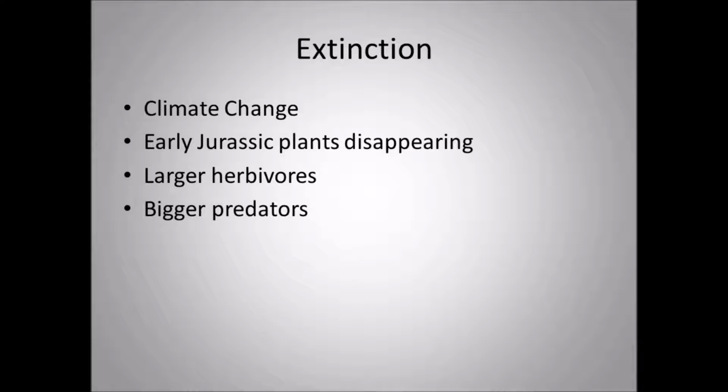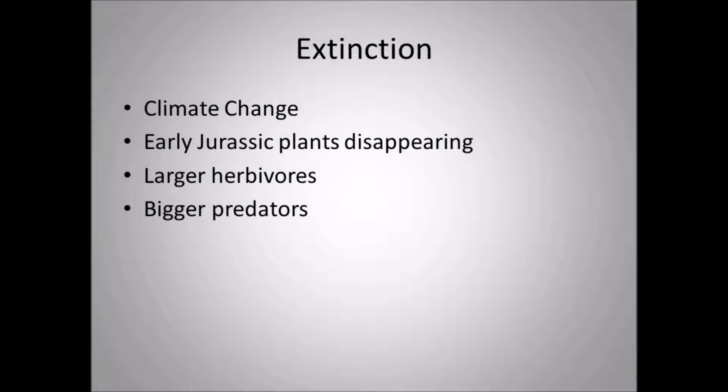And so the early Jurassic plants were disappearing, and once those plants changed, Massospondylus could not eat them. They would probably be poisonous to it, or it otherwise couldn't digest them, and so it would pretty much starve to death. That's pretty much what could be the cause of the extinction.